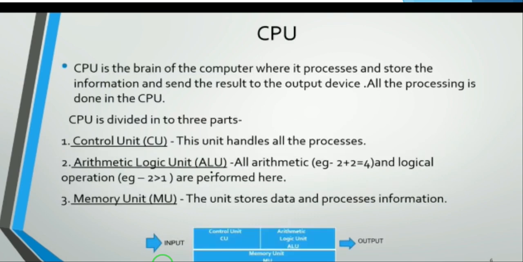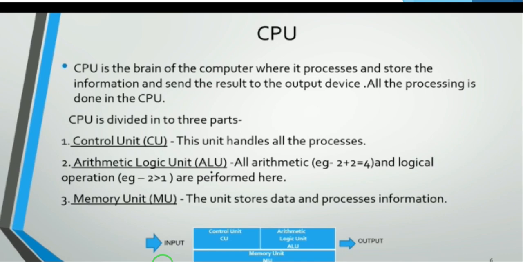Next, CPU, Central Processing Unit. CPU is the brain of the computer, and all the processing is done inside the CPU, where it processes and stores the information and sends the result to the output devices. For example, if we type 4 plus 4 with the help of keyboard, we get the result 8 on the monitor. But in between, all the processing is done in the CPU.